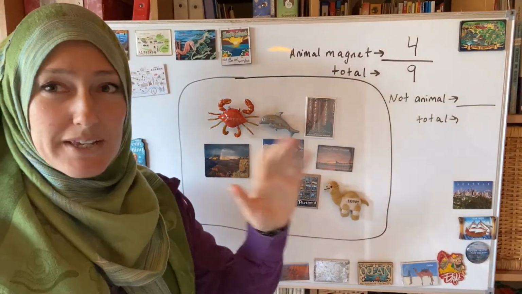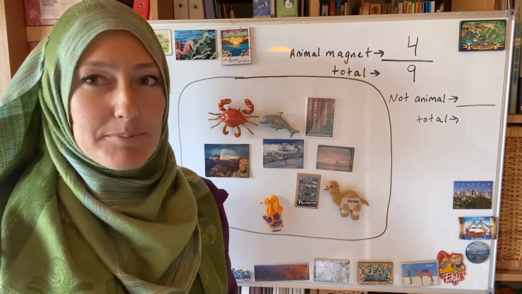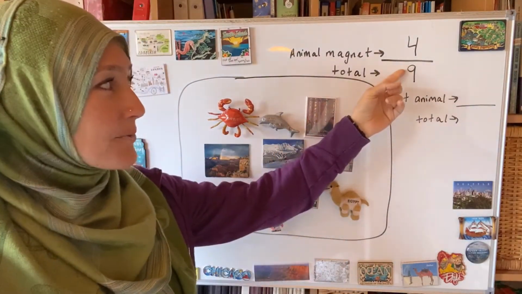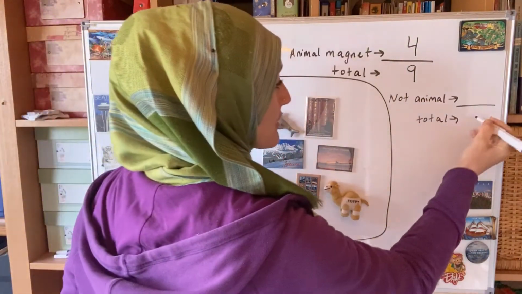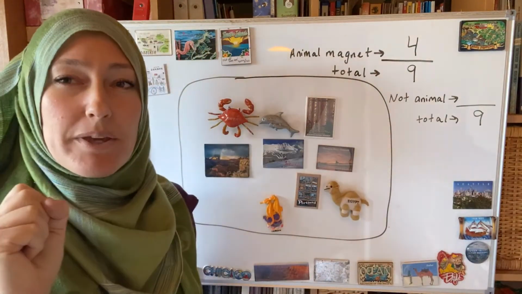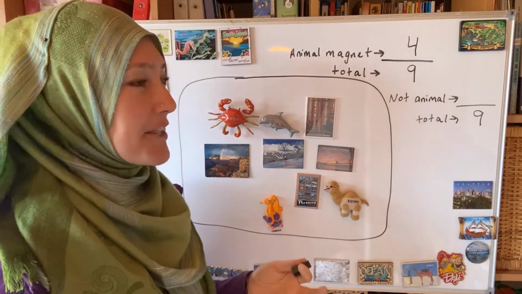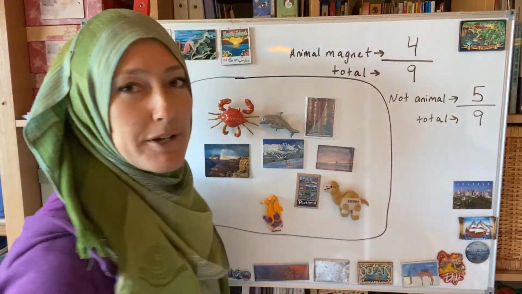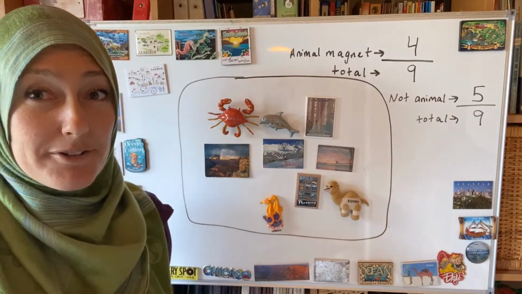So without doing any extra work, I can also know how many do not have animals on them. I can count if I want to, but really the answer is right here for me. I still have 9, I didn't change that. There are still 9 total magnets. If 4 of them are animals, I take away those 4, how many are left that are not animal magnets? There would be 5 magnets left. So I pretty much can do 2 problems in one, just with the same model.